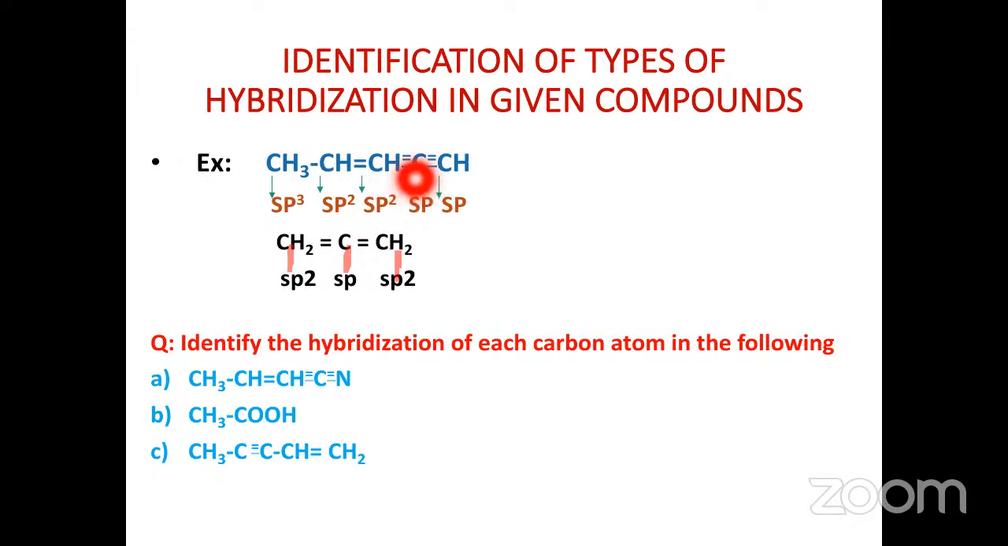Here this carbon exhibits sp hybridization because it has 2 double bonds along with 2 single bonds. And this carbon also exhibits sp hybridization because it has 2 double bonds along with 2 single bonds. Likewise, here this carbon exhibits sp2 because it has one double bond along with 3 single bonds. Here this carbon has 2 double bonds along with 2 single bonds, so it exhibits sp hybridization. Here also this carbon has one double bond along with 3 single bonds, so it exhibits sp2 hybridization.